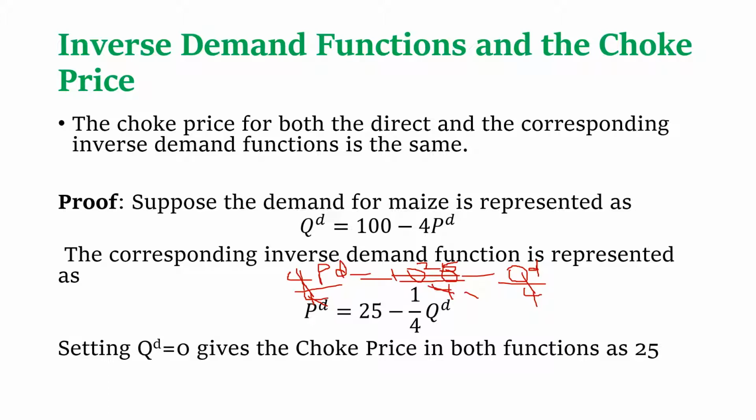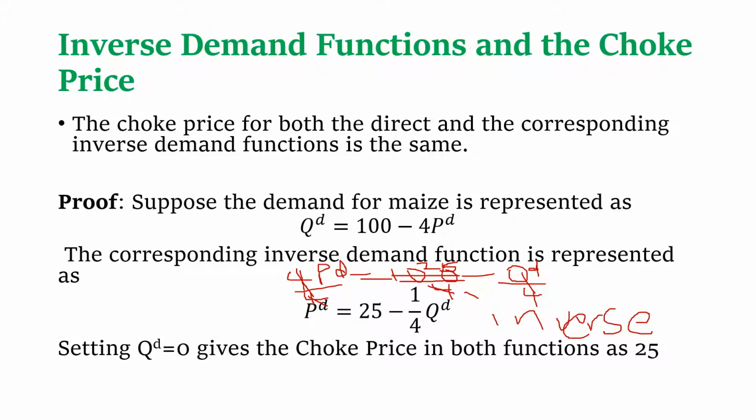Remember, QD over 4 is 1 over 4 QD, okay? 1 over 4 is 0.25, right? So this becomes the inverse demand function. This is called the inverse demand function. And so what is the choke price here? The choke price is just 25, right? The choke price is 25.